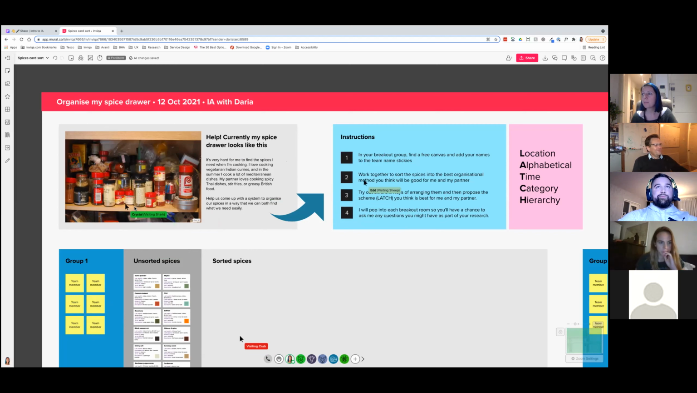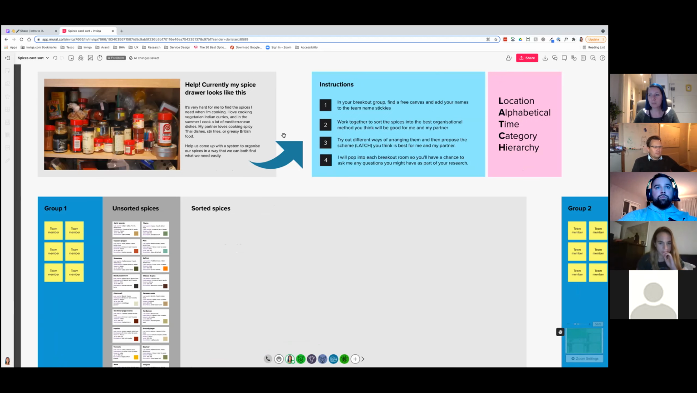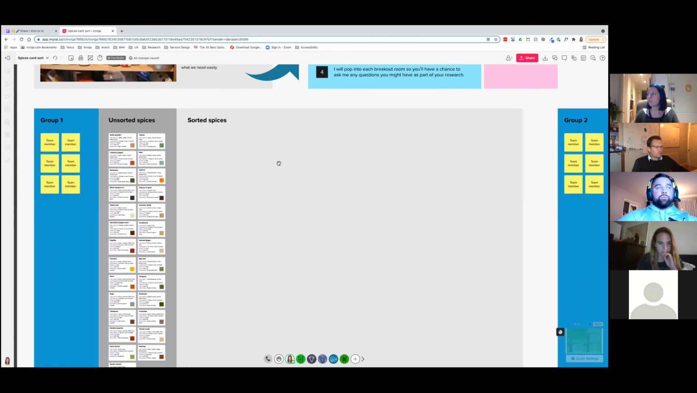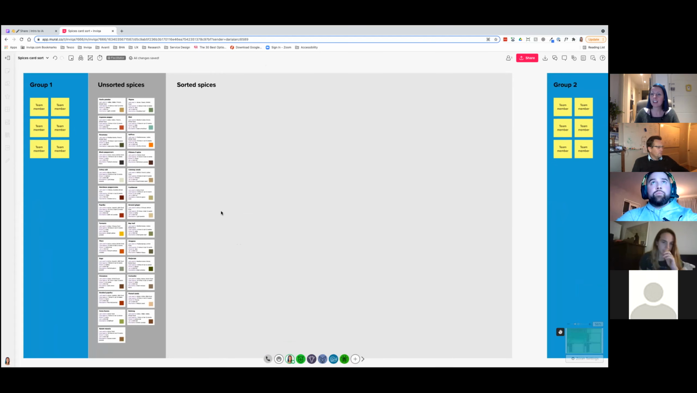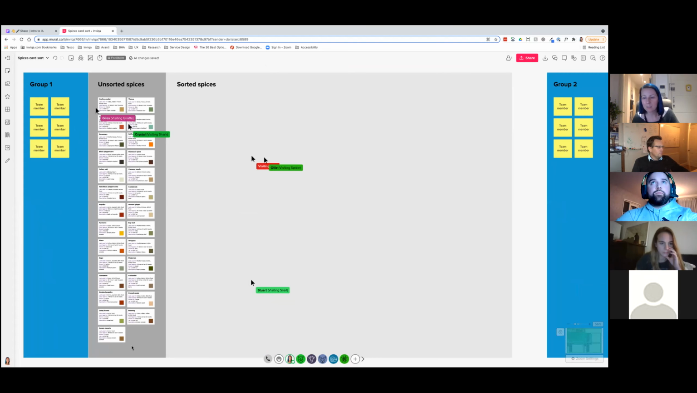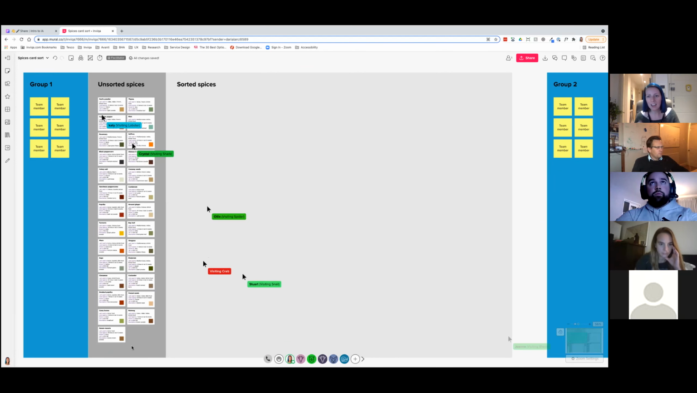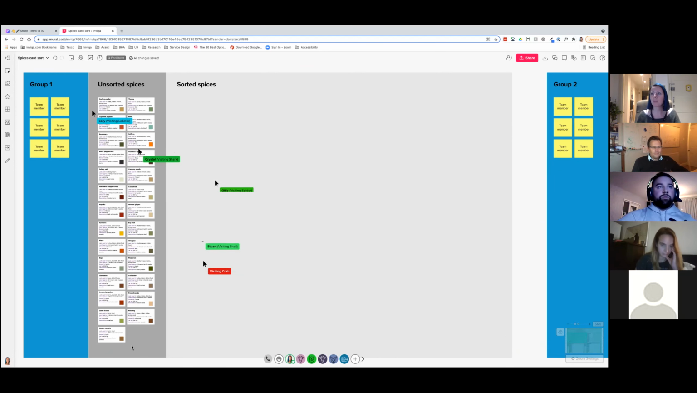So help us come up with a system to organize our spices. And because we're not in breakout rooms, let's just all stay in this first group. As a team, have a look through the unsorted spices. There's lots of information in there. This is your card sort, right? So read the information, work together, and come up with a better system to organize it.